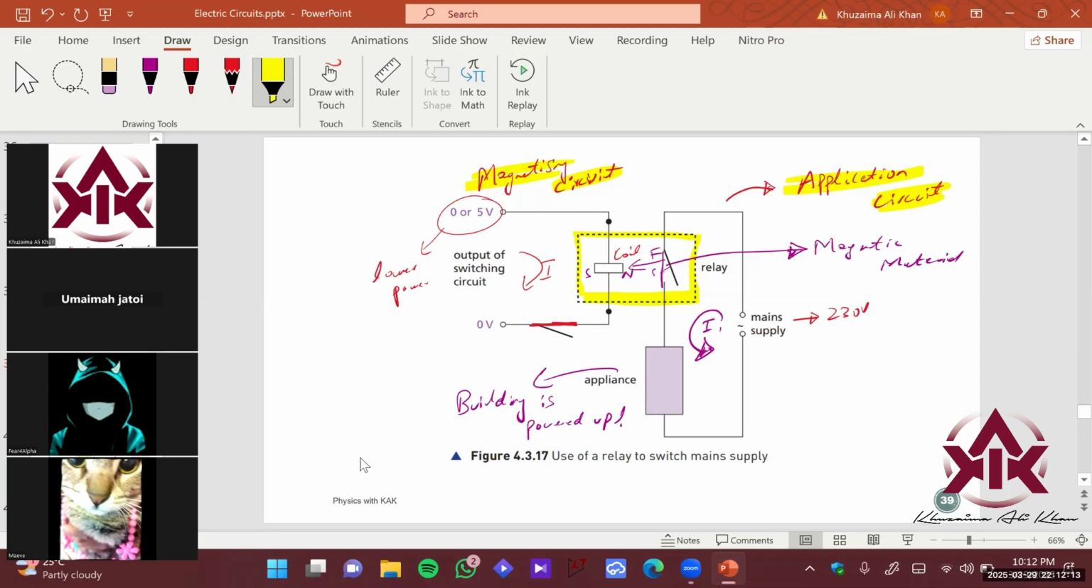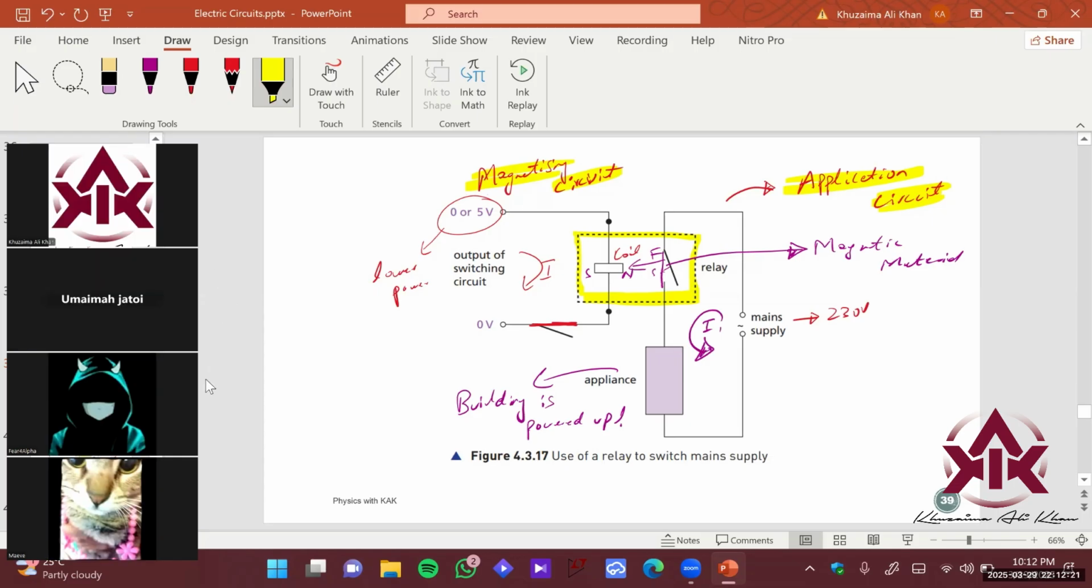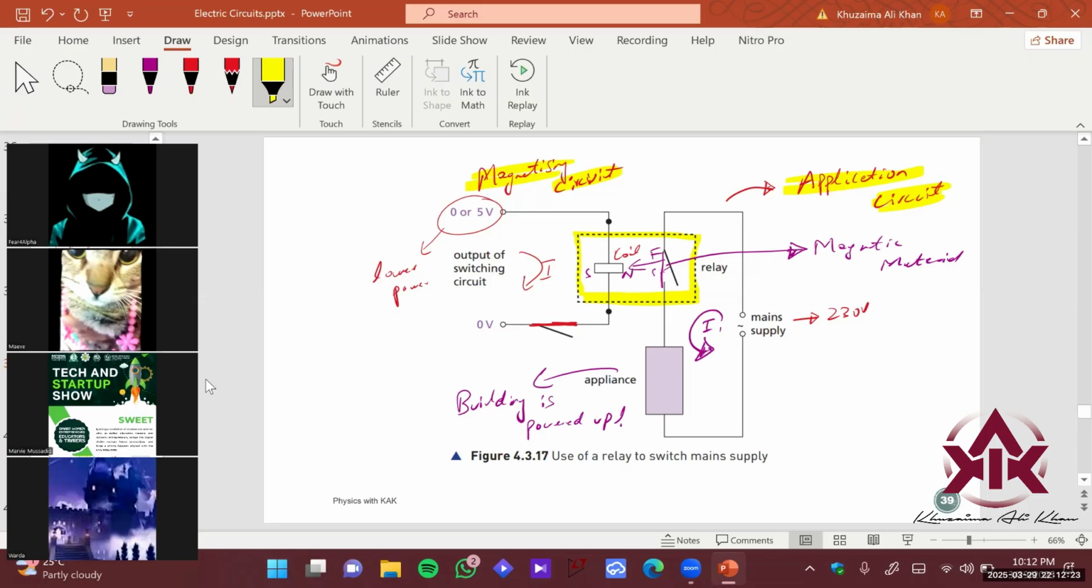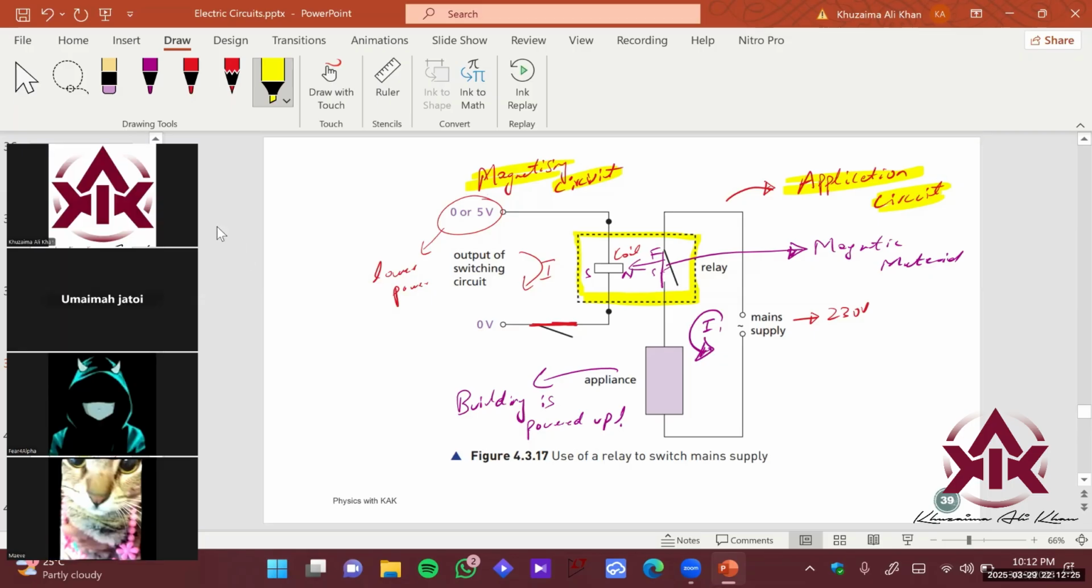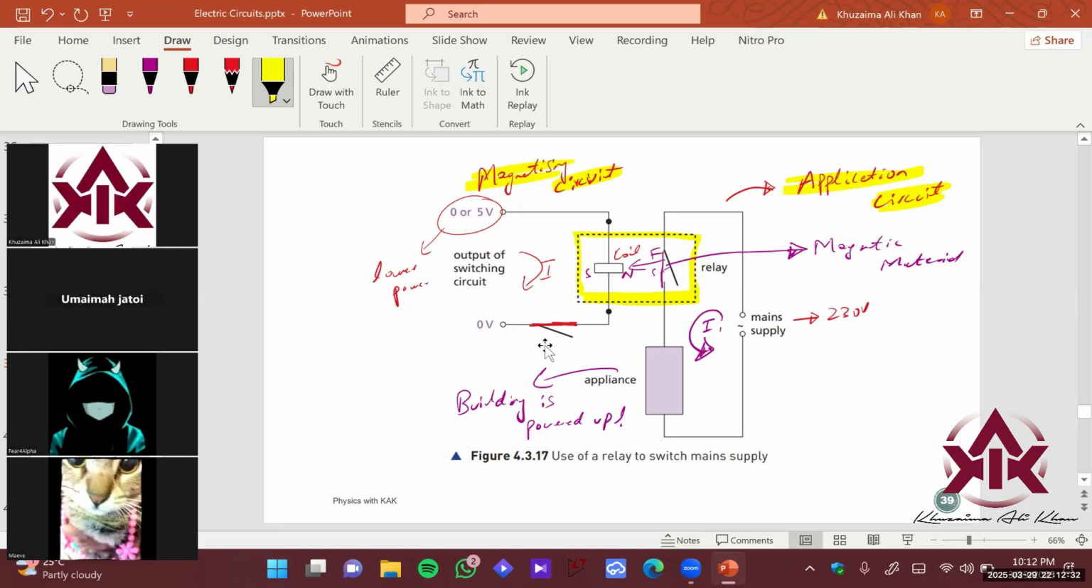So if it makes sense, give me a thumbs up. How do relays operate? If the operation of relay makes sense, give me a thumbs up. It makes sense to me. Okay, Hamza, that's good. What about Mashal and Umama? Okay, makes sense to Mashal also. I believe Umama is here. Okay, good.